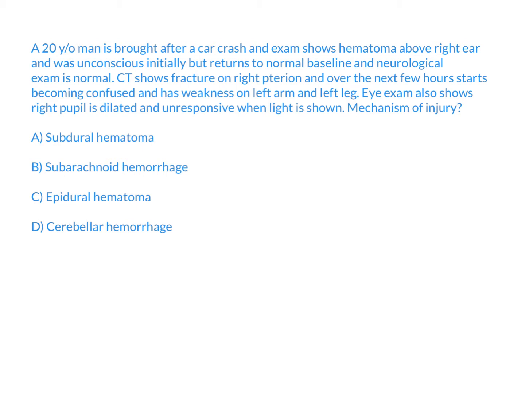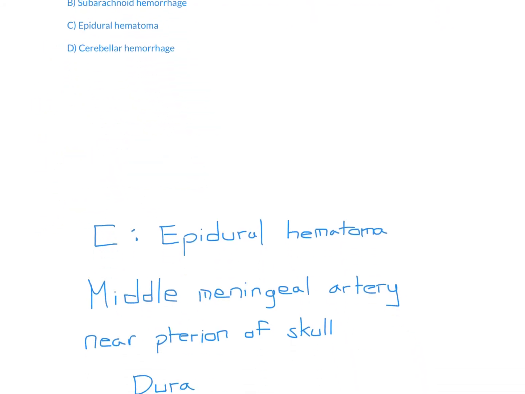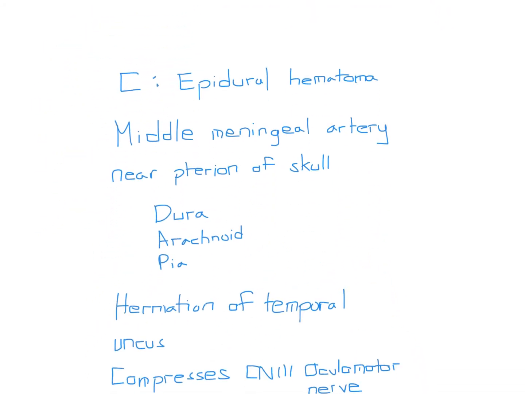Okay, so the answer is going to be C. Epidural hematoma. So for this question, the epidural hematoma is caused by a trauma. In this case, it's going to be the car crash. So what happens is the middle meningeal artery runs near the pterion of the skull. So there's a fracture there, and that's going to cut the middle meningeal artery, leading to an epidural hematoma.